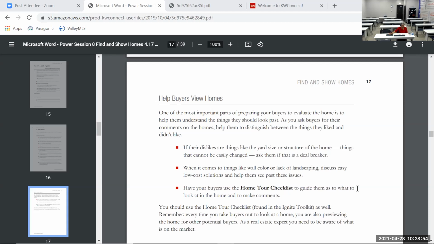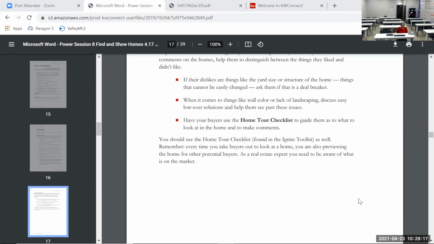Some things are easier to fix than others. Some things are more expensive to fix than others. But if there are things that can be fixed and can be changed, then discuss easy, low-cost solutions and help them see past those issues. Have your buyers use the home tour checklist to guide them as to what to look at in the home and to make comments, okay? You should use the home tour checklist, and there's a copy of it in your Ignite toolkit.